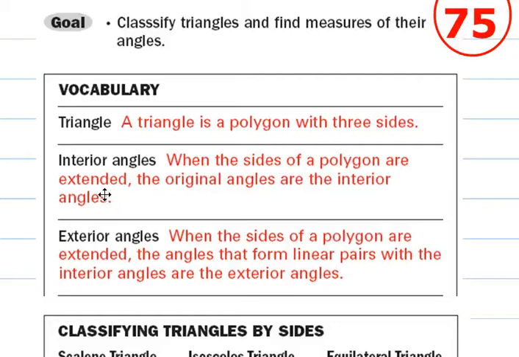Hello class, today's video is going to be really brief because it's a review of some concepts that we learned in middle school. One such concept is on triangles. If you remember, a triangle is a polygon with three sides, and a triangle has two types of angles: interior angles and exterior angles.